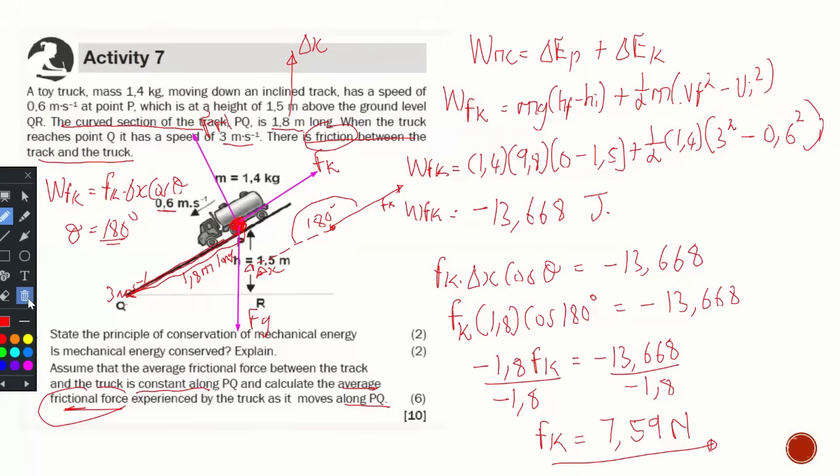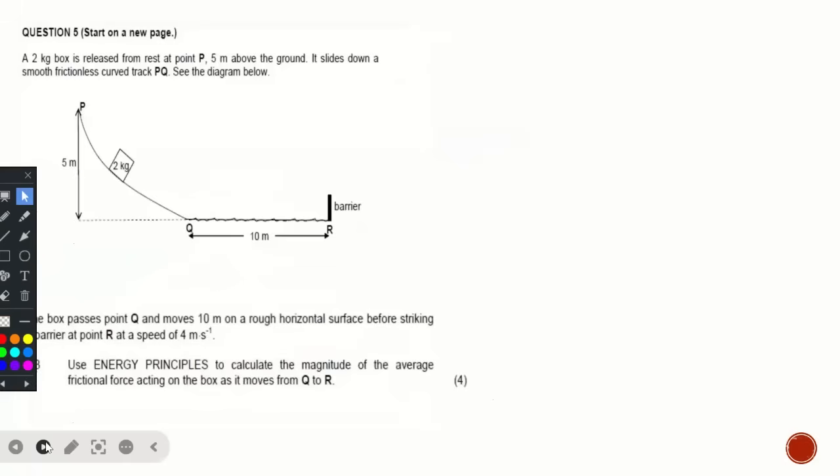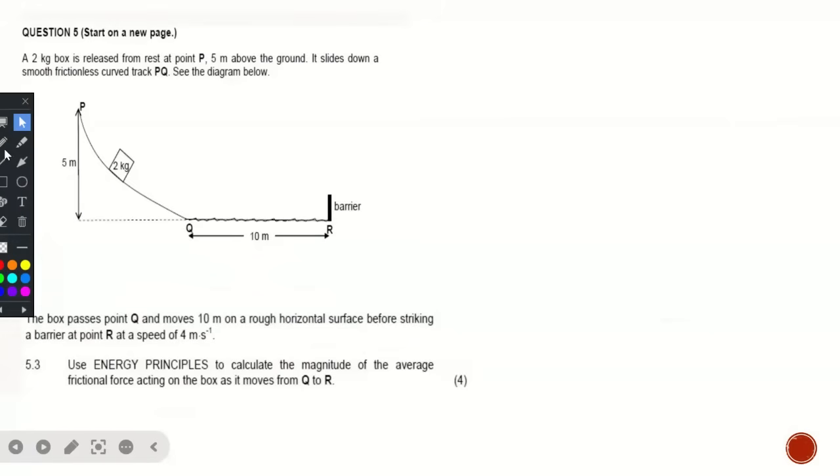Okay, let's check. Do we have any other example again? Let's check. Okay, so here we go. So this is also from the same question that we did, but this time around, we are calculating for the rough surface here. Remember, this was only smooth from P to Q, but now from Q to R, as we can see here, it's indicated that it's rough. The box passes point Q and moves 10 meters on a rough horizontal surface before striking a barrier at point R at a speed of 4 meters per second. So it strikes the barrier at 4 meters per second.